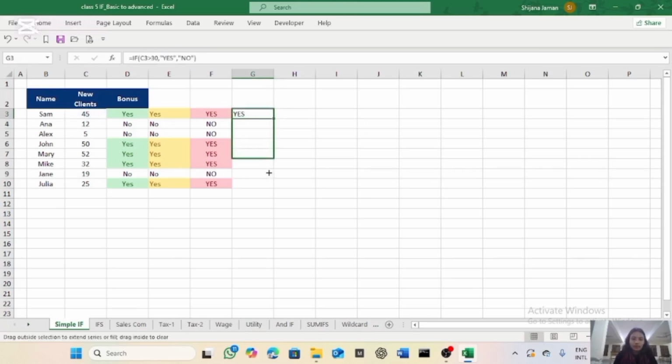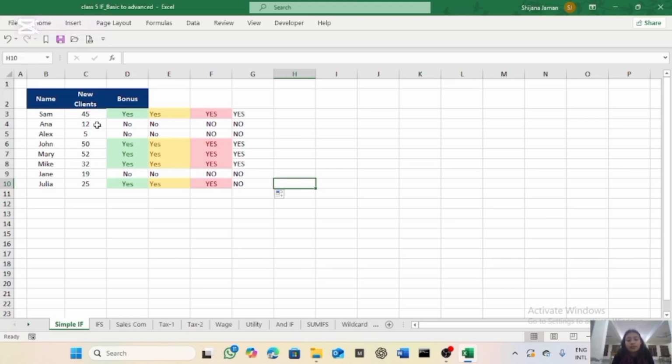So now fill the series. Yes. So if 45 greater than 30, you will get the bonus, yes. If 12 greater than 30, no, you will not get the bonus. Basically we are assuming if 12 greater than 30, but it is not true because 12 is less than 30, that's why he will not get the bonus. 5 is less than 30, that's why he will not get the bonus. 50 greater than 30, that's why he will get the bonus.